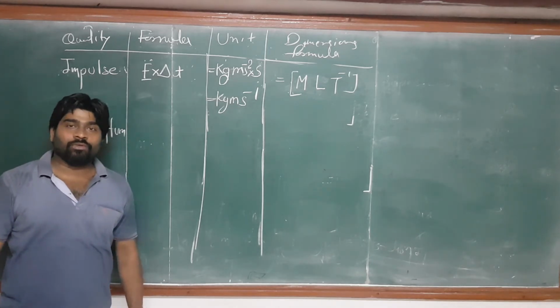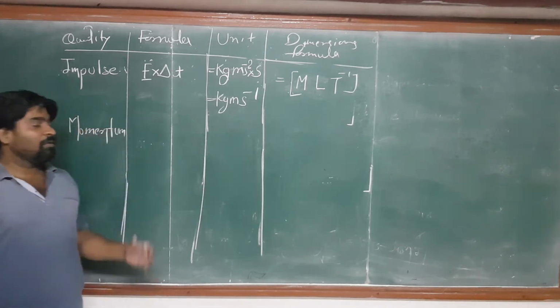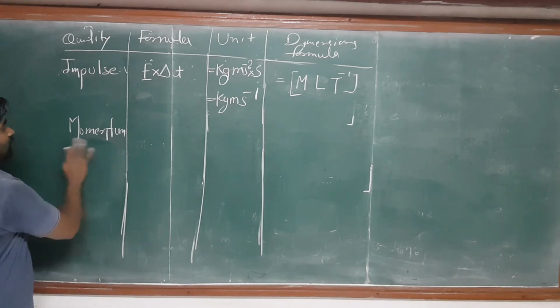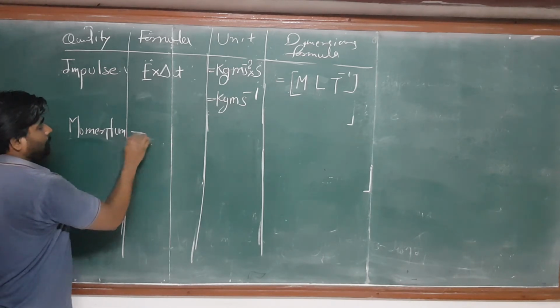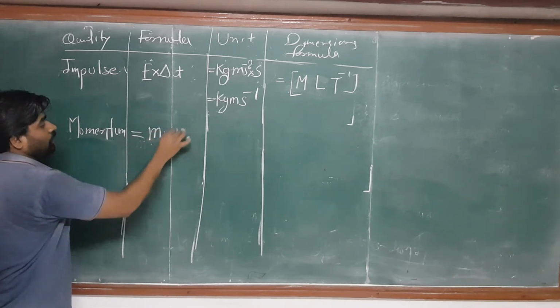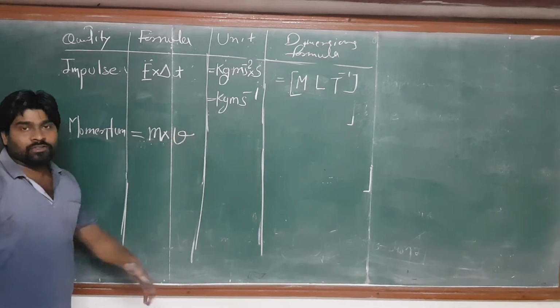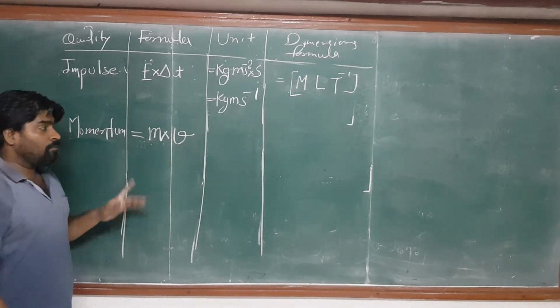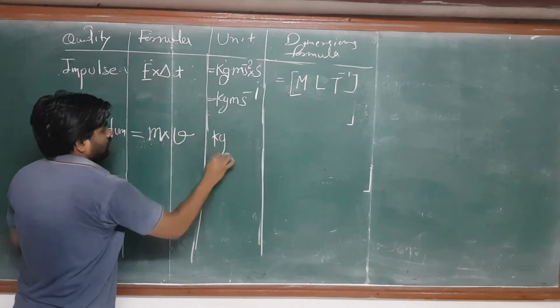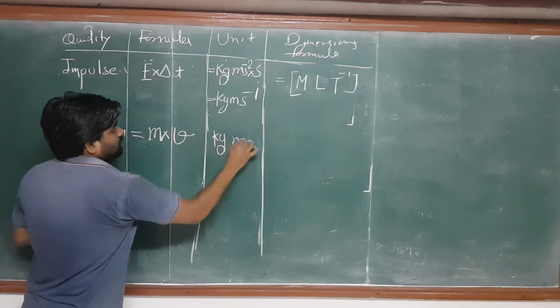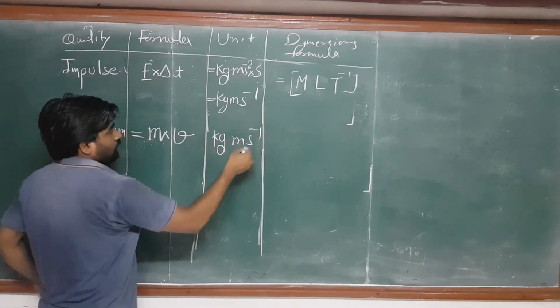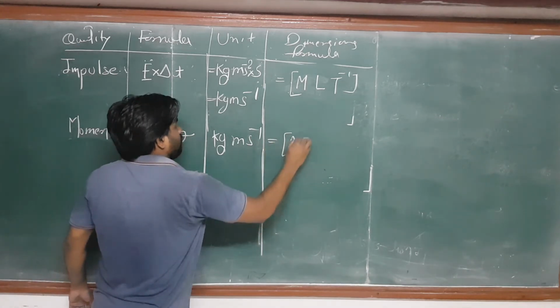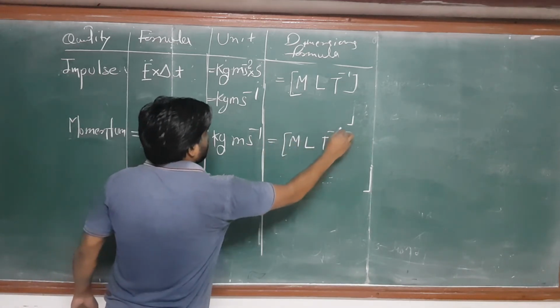थोड़ा जोर से बोलो, सुनाई नहीं दे रहा. The dimension of the formula of the momentum is mass into velocity, mv. P is equal to mv. The unit of m is the kilogram and the unit of velocity is meter second inverse. तो convert कर दो, m l t inverse.